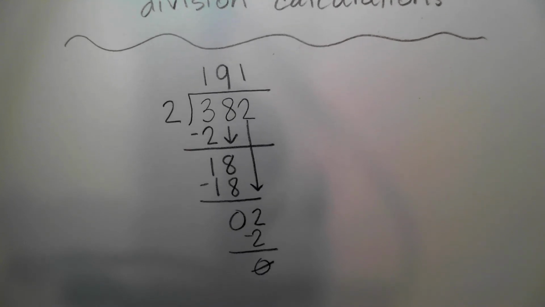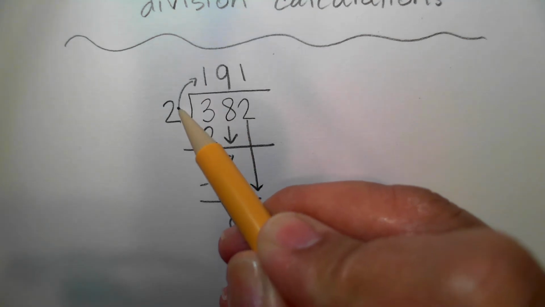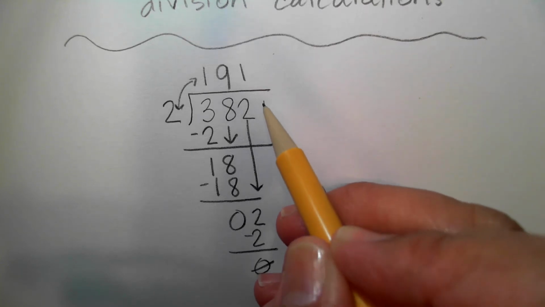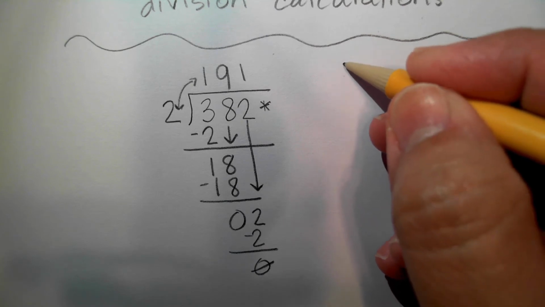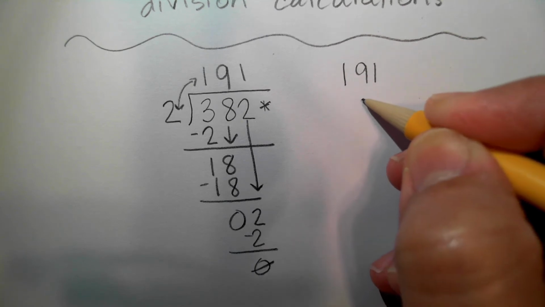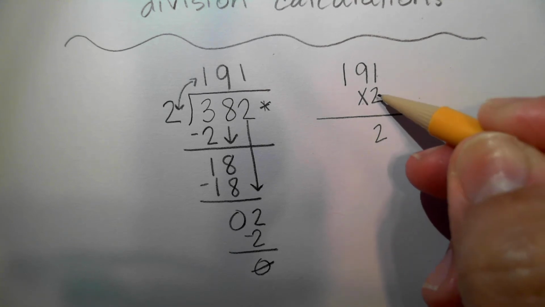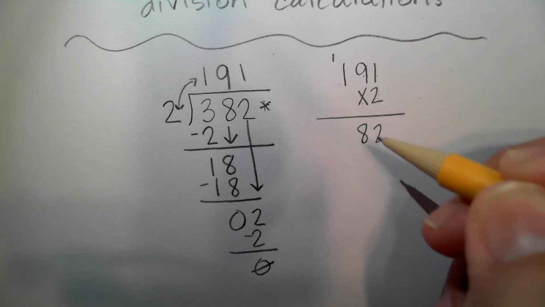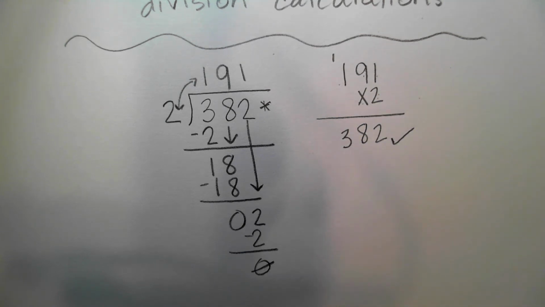How could I have checked that? Well, we talked about inverse operation, which means that I can multiply the 2 and the quotient, which is 191, to find my original number or dividend of 382. So let's see if that's true. 191 times 2. 2 times 1 is 2. 2 times 9 is 18. Regroup the 1. 2 times 1 is 2, plus 1 more is 3. And there's my dividend once more.